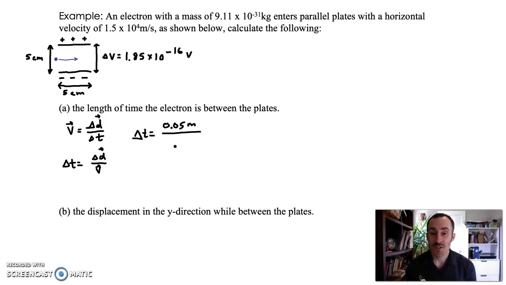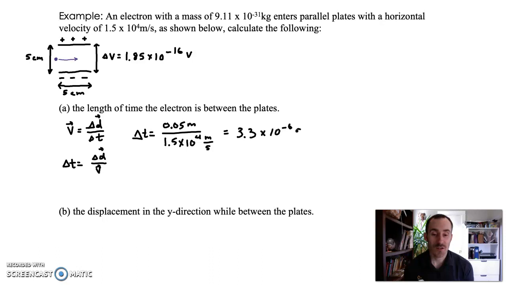Now we can just use that initial velocity, that 1.5 times 10 to the 4, because its horizontal velocity is not at all affected by the field. Only its vertical velocity is affected by the field. So we can just use 1.5 times 10 to the 4 meters per second. And when we do that, we get 3.3 times 10 to the negative 6 seconds.